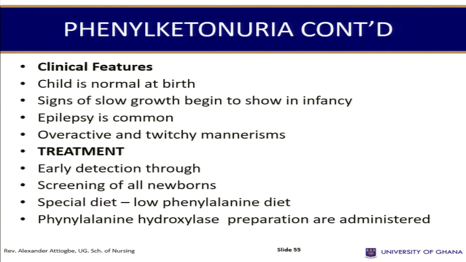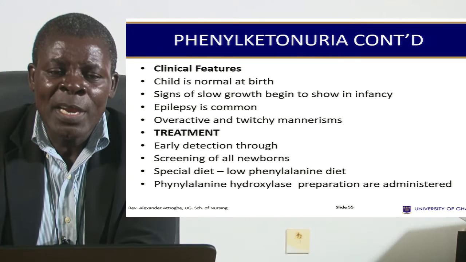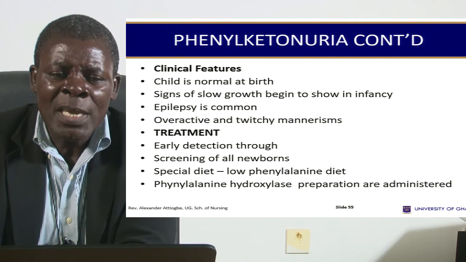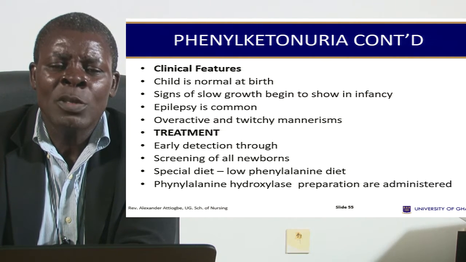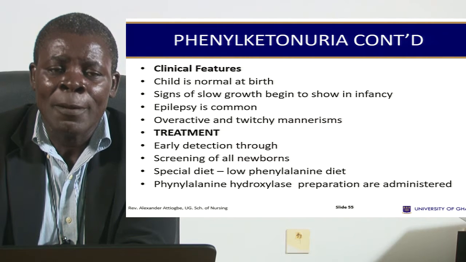Clinical features of phenylketonuria include: the child is normal at birth, signs of slow growth begin to show in infancy, epilepsy is common in PKU, and PKU patients are overactive, and twitchy mannerisms are also present. Treatment. How do we treat phenylketonuria? Early detection through screening of all newborns. Special diet low in phenylalanine. Phenylalanine hydroxylase preparations are administered.